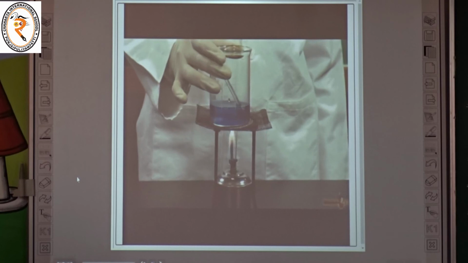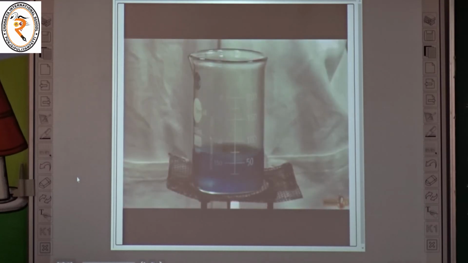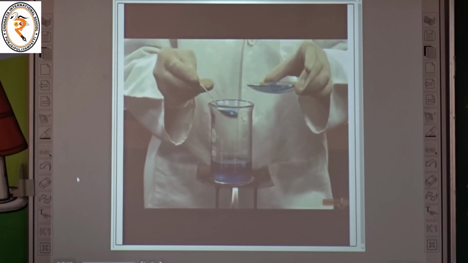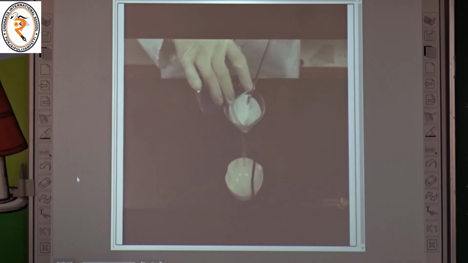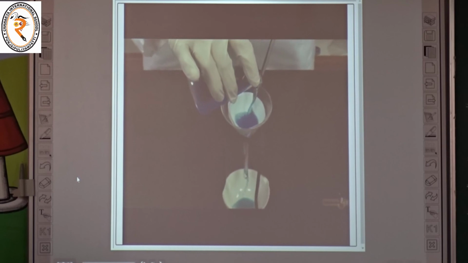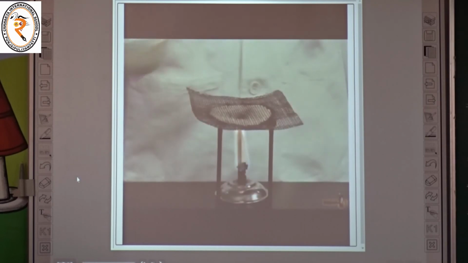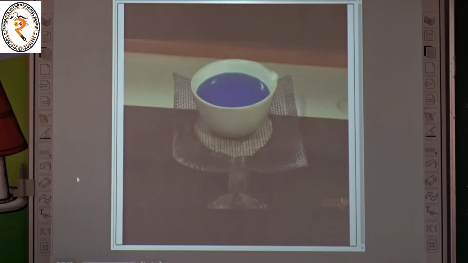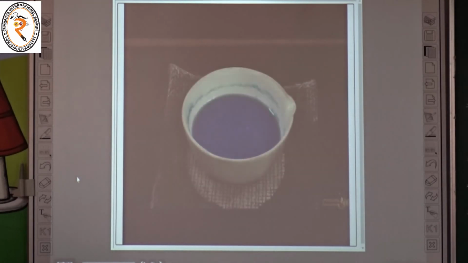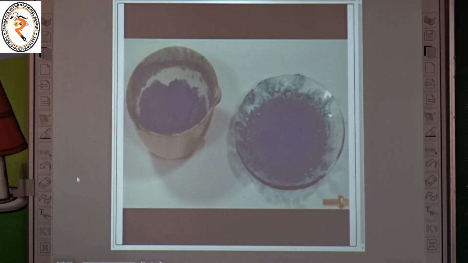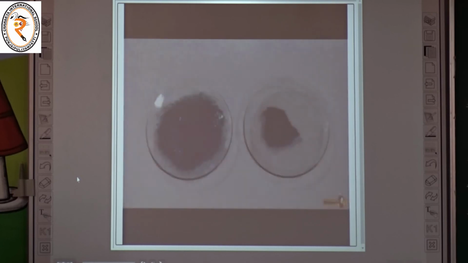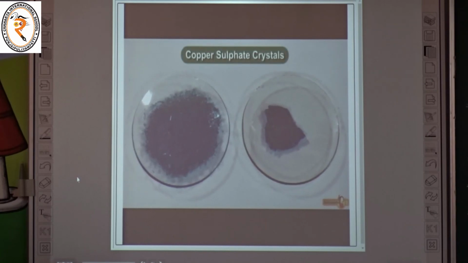Heat the solution. Stir it continuously. And add more copper sulfate until no more of it dissolves. Filter the solution and collect the filtrate in a china dish. Place the china dish over the wire gauze, kept over a tripod stand, and heat it gently. When the volume of the solution is reduced to approximately half, stop heating. Allow the filtrate to cool and leave for a day. As the solution cools down, crystals of pure copper sulfate separate out. Look, the blue colored copper sulfate crystals are formed. It shows that we have separated pure copper sulfate crystals from the solution containing other substances.